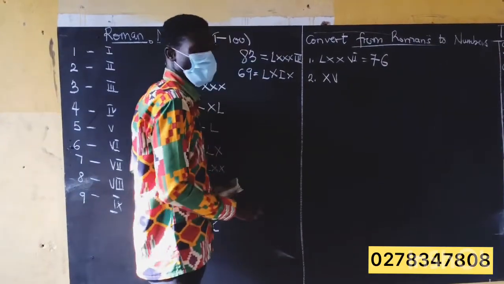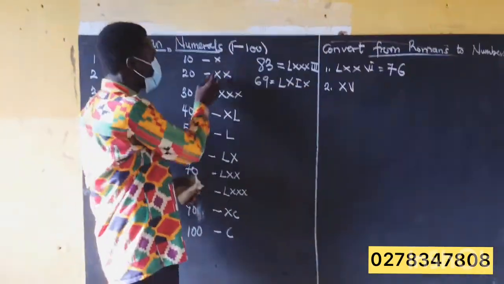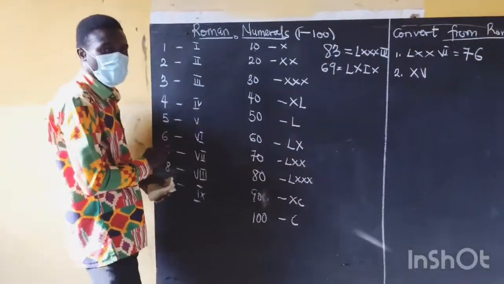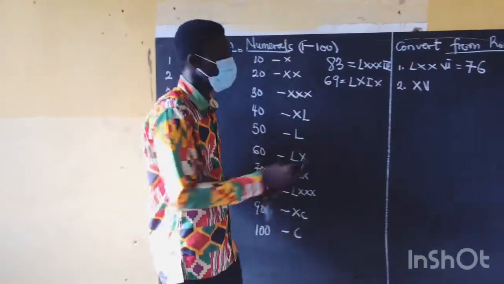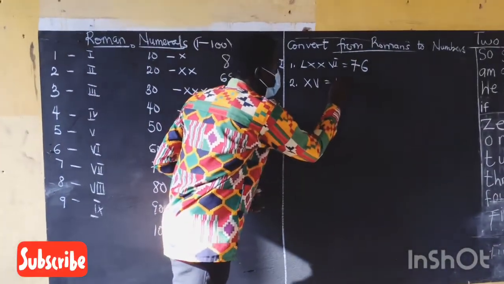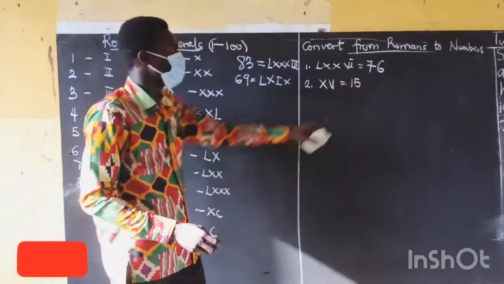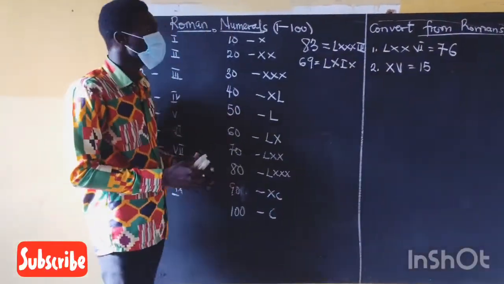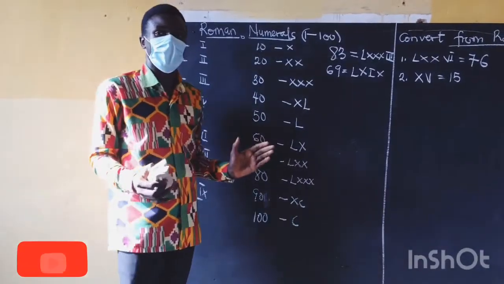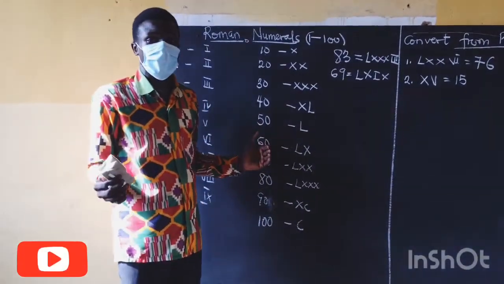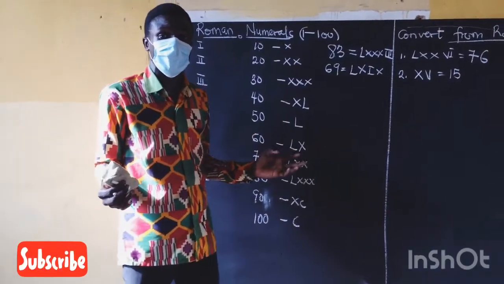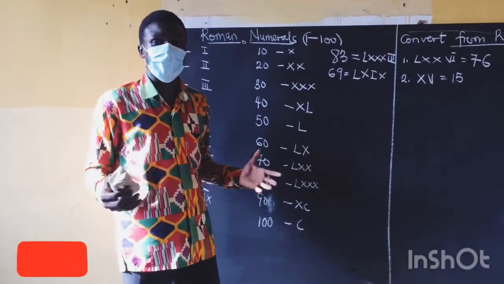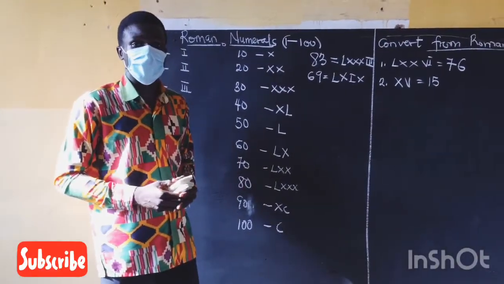Now let's say I want to write the number for this Roman numeral, XV. From the main chart, we know that X is for 10. And what is V? V is for 5. So what is 10 plus 5? 10 plus 5 is 15. So the number for this Roman numeral is 15. Because we know the Roman numerals of any number, we can be asked to compare Roman numerals. We can also be asked to add or perform certain operations with the Roman numerals.